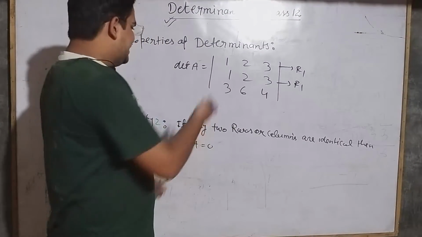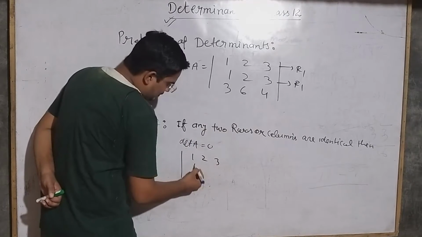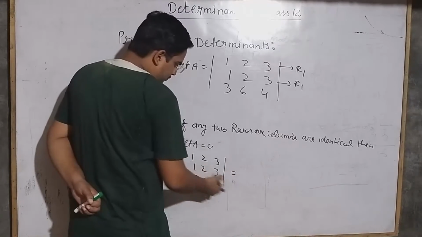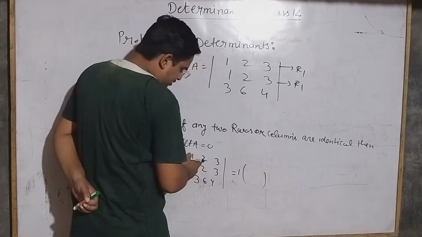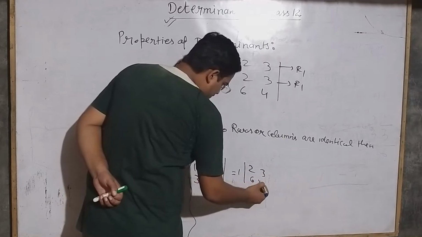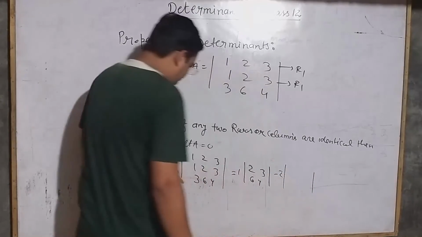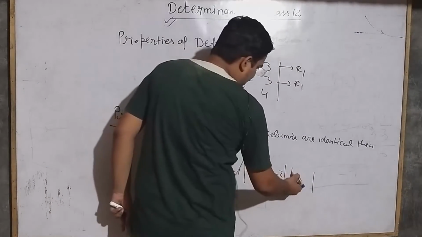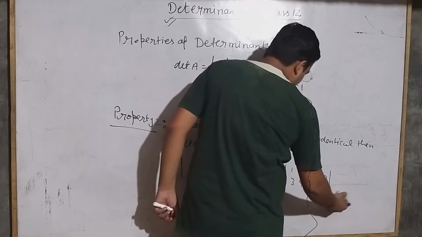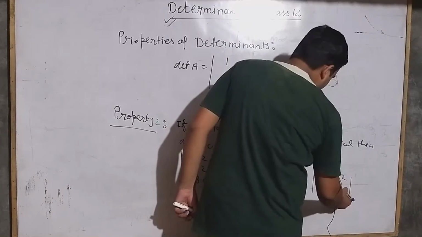So now just expand it and see what you are getting. Listen, look at this. This is 1 2 3, this is 1 2 3, and this is 3 6 4. Now I am going to expand it. As I told you, first of all I will take 1, then 2 3 6 4. After this minus 2, and now I have 1 3 3 4, this is the 1, this is the 3, this is the 3, this is the 4, and after this plus 3. And now I have 1 2 3 6. This is the 1, this is the 2, this is the 3, this is the 6.